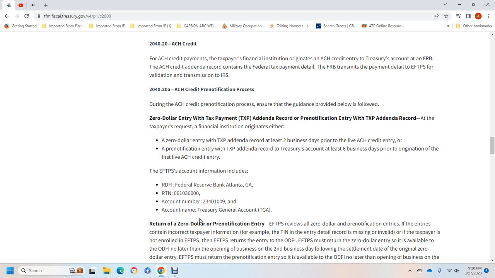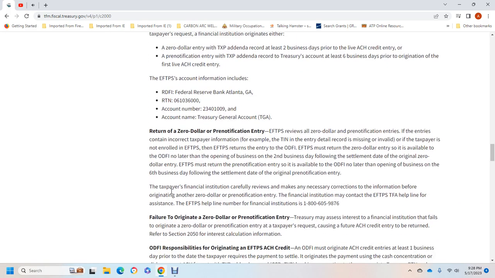The electronic federal tax paying system account includes the RDFI Federal Reserve Bank in Atlanta, the RTN and account number, and the account name Treasury General Account.